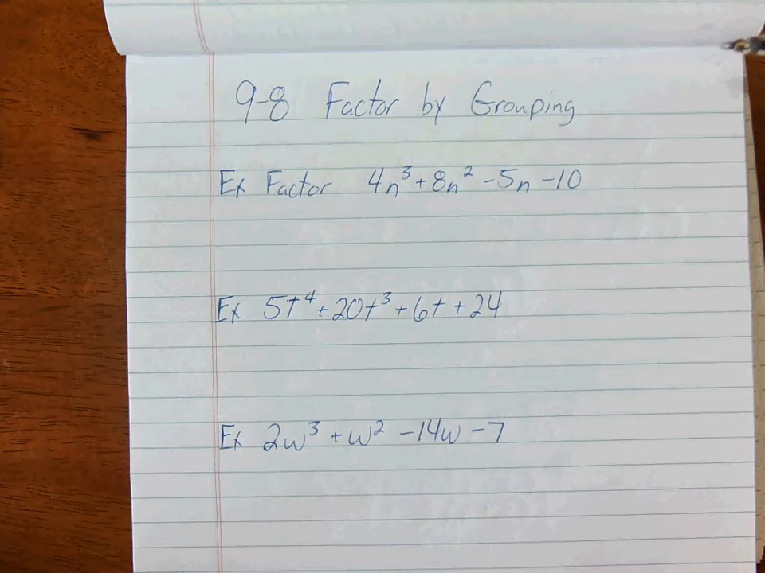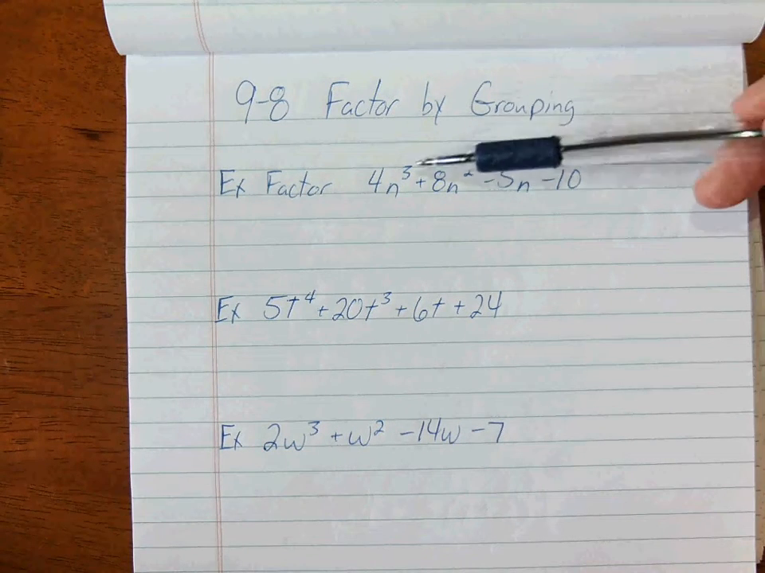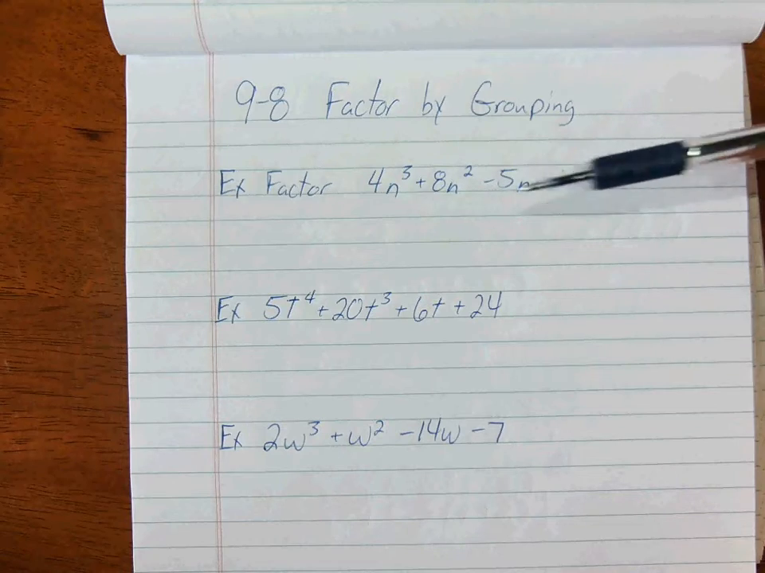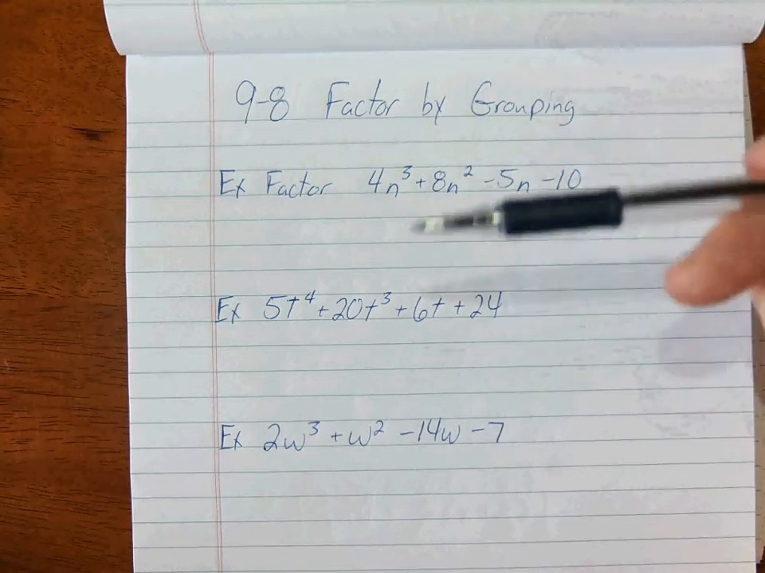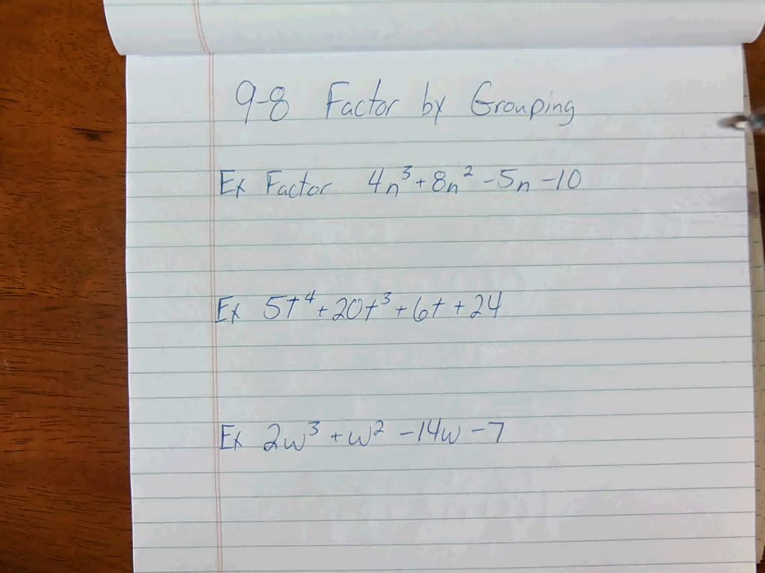One, you will know that it's going to be factored by grouping because you're going to have 4 terms. So in each of the problems, you'll see that there are 4 terms. Everything else that we are working with is 3 terms. So you see 4 terms, you know it's going to be factored by grouping. So what do you do when you factor by grouping?